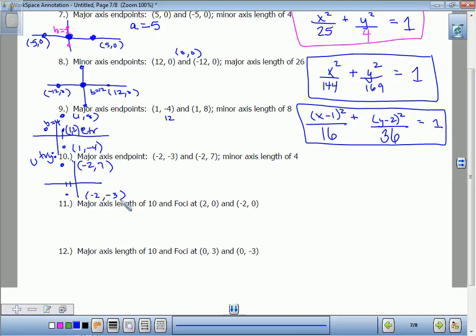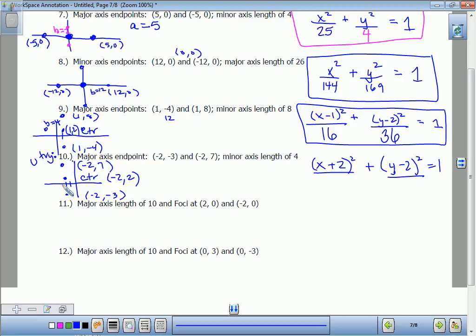10. Okay, so you're right. If they're 10 units apart, 3 and 7 is 10, so the center has to be halfway, so it's 5 units down. The center is 5 units down from that, which puts it at -2, 2. So we're halfway there. It's x minus -2, which makes a plus, y minus 2 equals 1. All right, now we need the horizontal distance squared and the vertical distance squared.